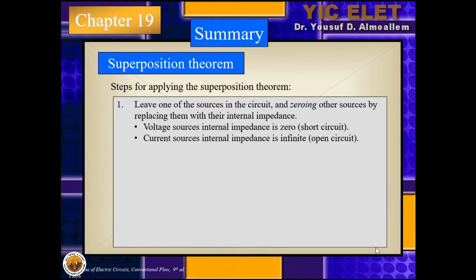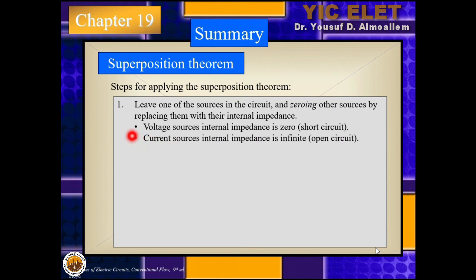So in summary, to apply the superposition theorem, what are the steps? First step: you have to leave on one source and zero all the other sources. Zeroing all other sources means you replace them by their internal impedance. For voltage sources, the internal impedance is 0, so you replace it with a short circuit, and for current sources, the internal impedance is infinite, so you replace it with an open circuit.